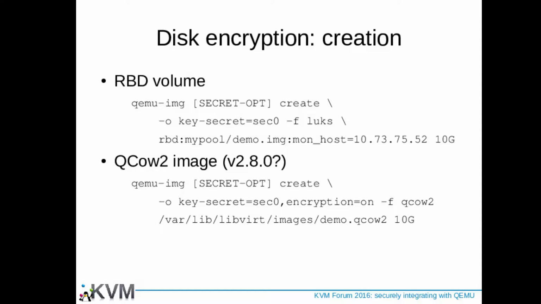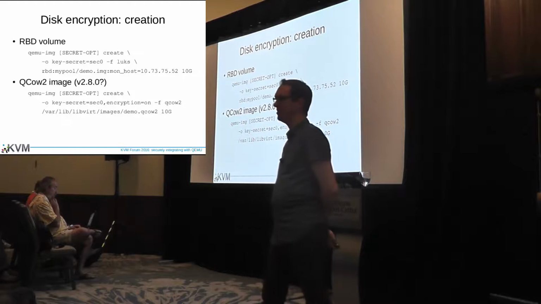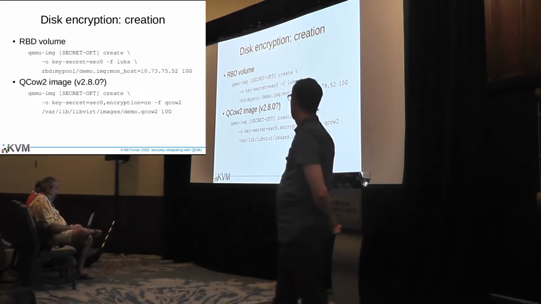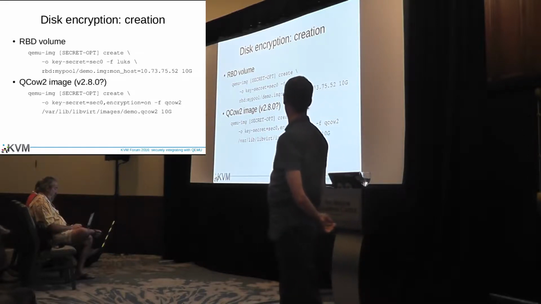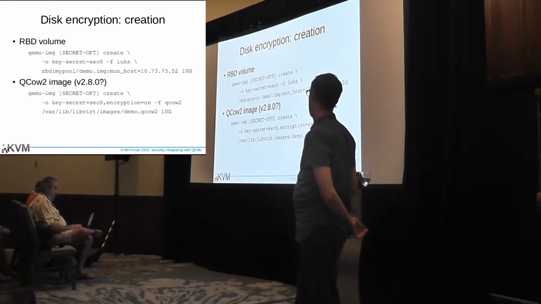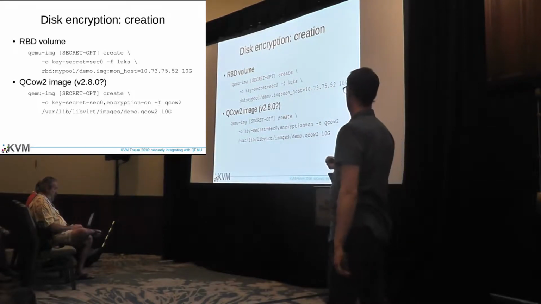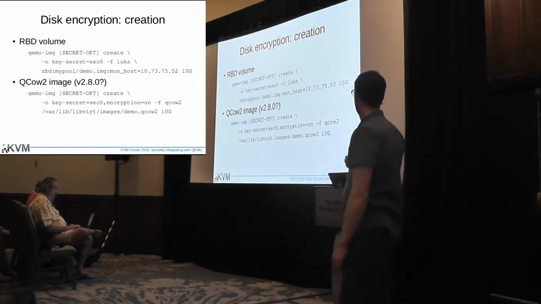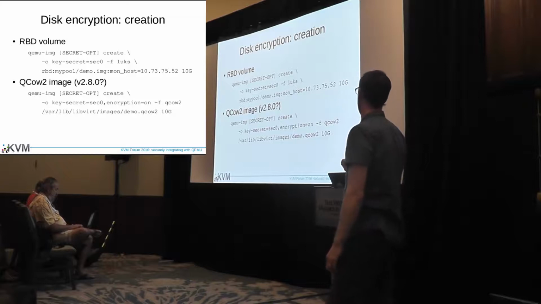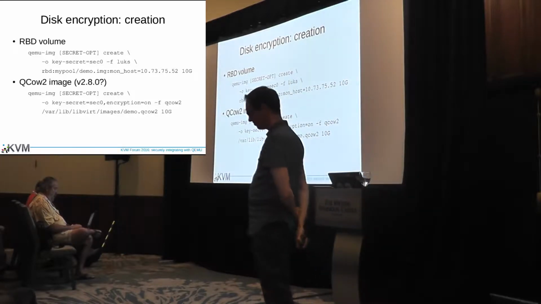The LUKS support in QEMU can be layered over any QEMU block driver, so not just plain files. In this example, I'm showing how you can use an RBD network volume and format that using LUKS. It's not very difficult at all. It's the normal RBD URI-like format for the file name, and then you just say you want the LUKS format, and that's the password you want to encrypt it with. So that's all very straightforward.